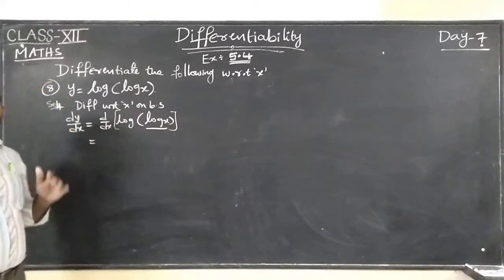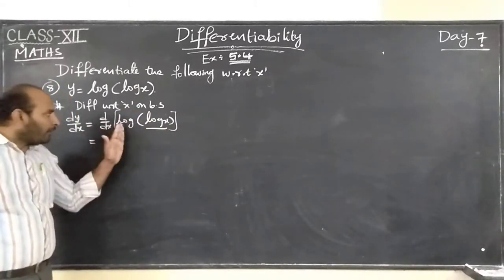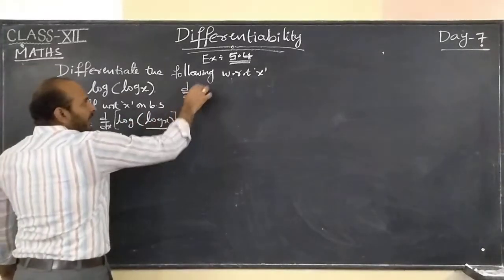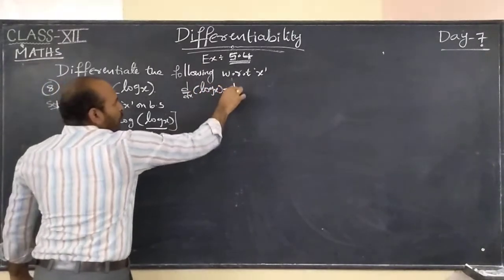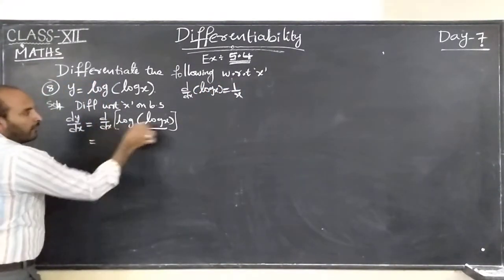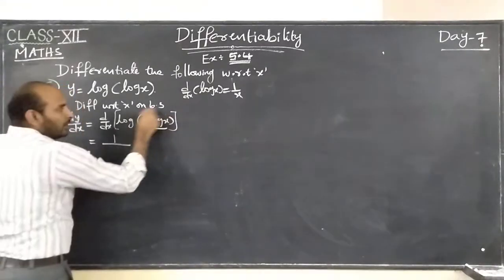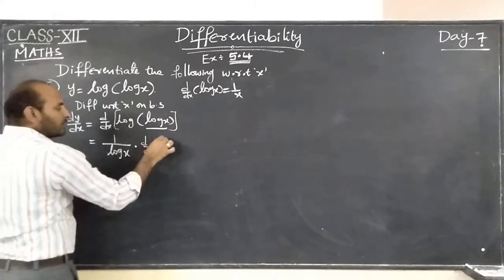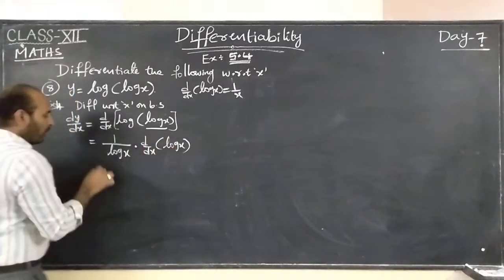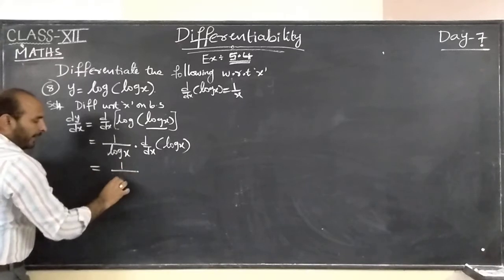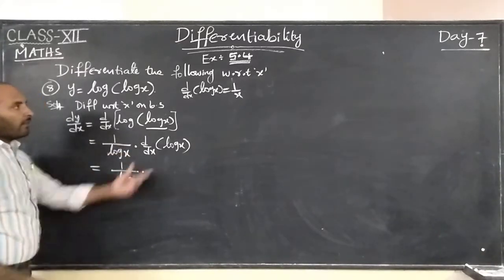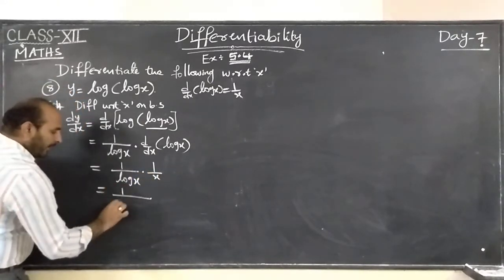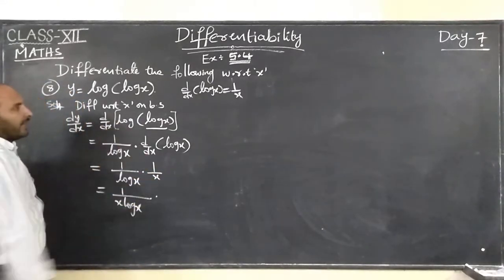These type of problems need the chain rule. The derivative of log x is 1 by x, where x is nothing but log x. So 1 by log x into the inner function d by dx of log x. So 1 divided by log x into the derivative of log x, which is 1 by x. Simply you can write 1 by x into log x.